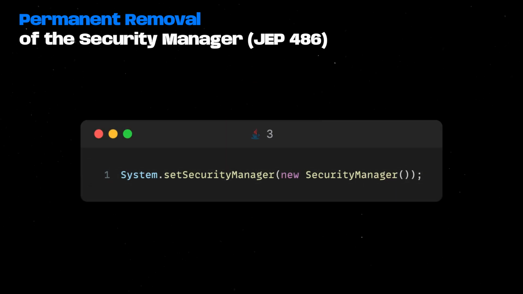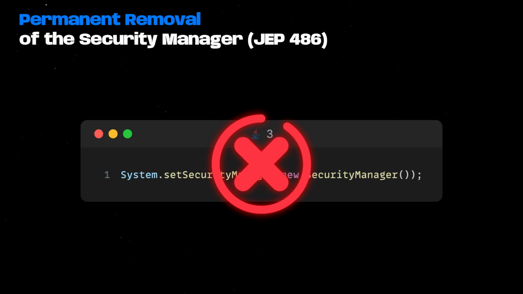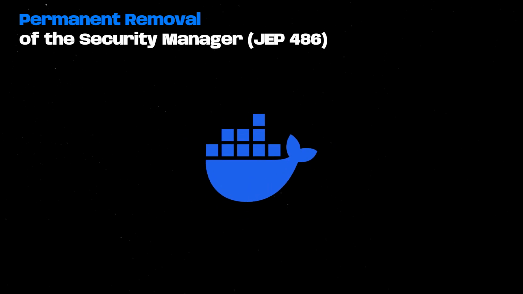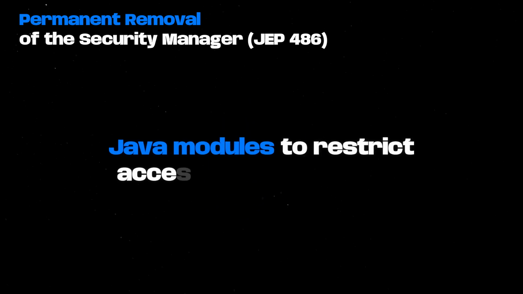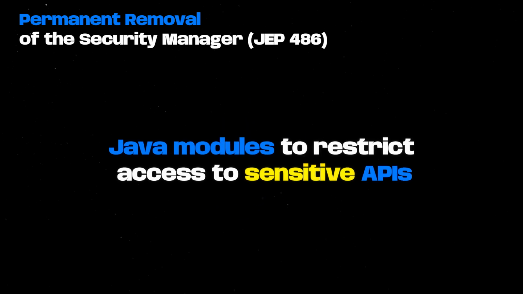Thirdly, we have the permanent removal of the security manager. But be careful, as this is a significant update. If your code still contains methods that depend on the security manager, it will no longer work since it's been completely removed. So how do we solve this issue? By using Docker or containers to isolate applications, or alternatively, Java modules to restrict access to sensitive APIs.